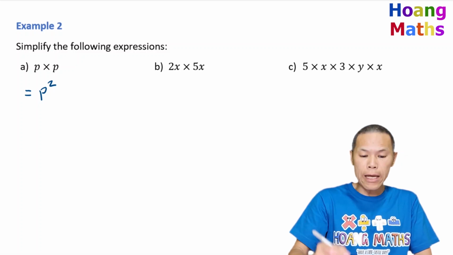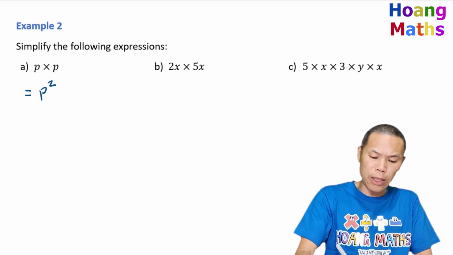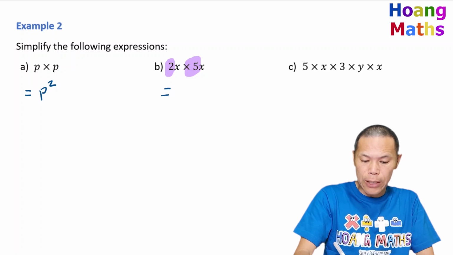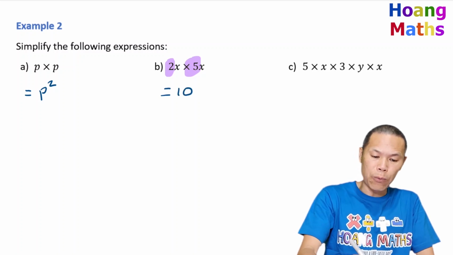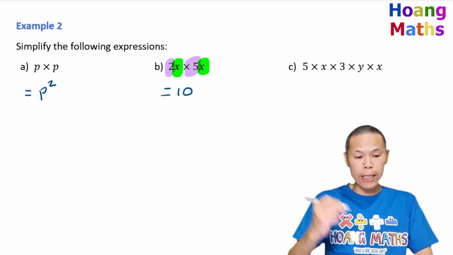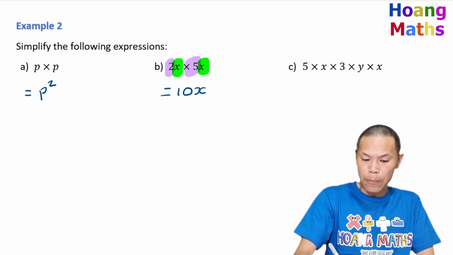And the same rule applies, with letters, we times with letters, and numbers, we times with numbers. So we have 2 here, we times 5. And 2 times 5 gives me 10. So the answer is 10. And we have X, and we times another X. So X times X is X squared.